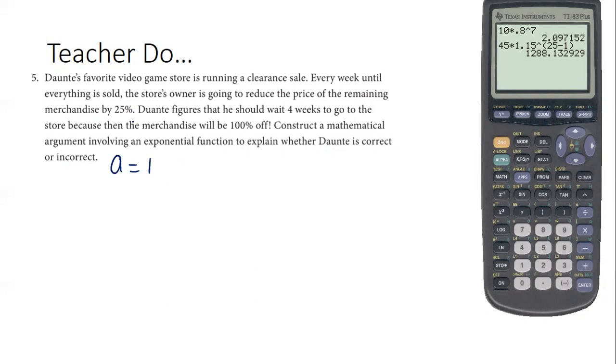What is our percent change? 25%. So our percent change is going to be a decrease of 25%. So therefore, what is our growth factor? What is our B? 0.75. Good job. Okay. So we know that. So let's prove them wrong with the table.